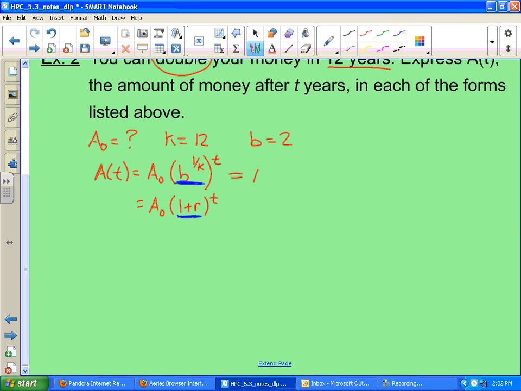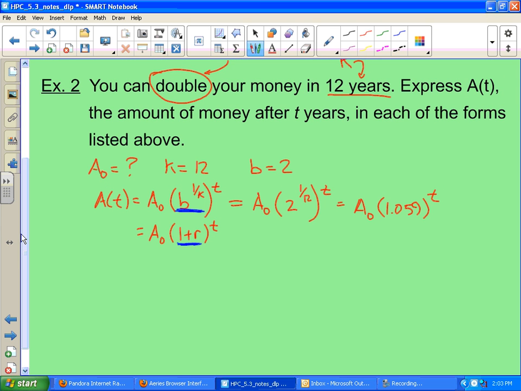All right, so we plug everything in. We'll stick with this one. So we have A sub O, B, I'm doubling, 1 over 12 is my K. And I get that. So now, we can figure out what does my change per year look like by going 2 to the 1/12 power. So 2 to the 1/12 power, somebody did 1.05 what? 1.059 to the T. So the question was, express A sub T in each of my forms. This would be the per year form. I know that I'm increasing this amount of money 5.9% every year. So that's it.